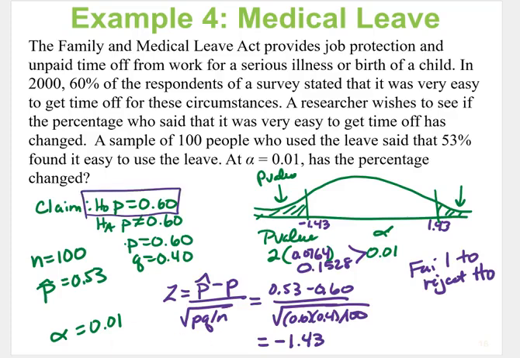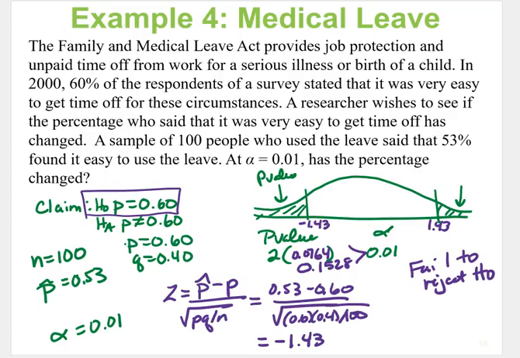That just means there is not enough evidence to support the claim that the percentage has changed. Our claim is that it's still 60%, so there is not enough evidence to support that any change has happened. So it still looks like it's 60%, unfortunately.